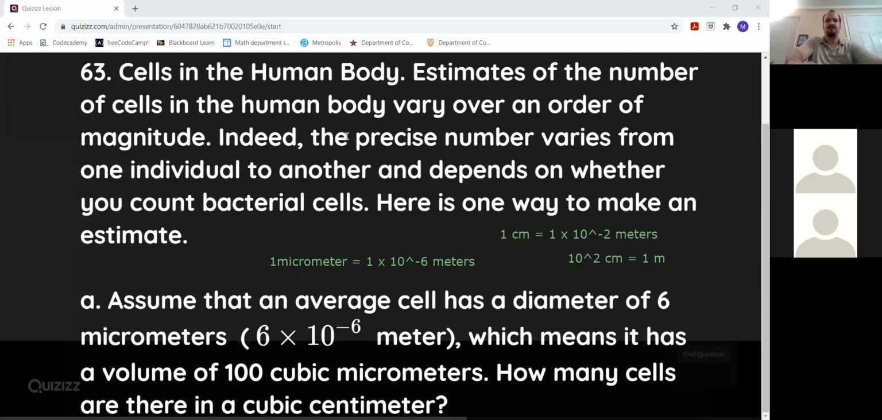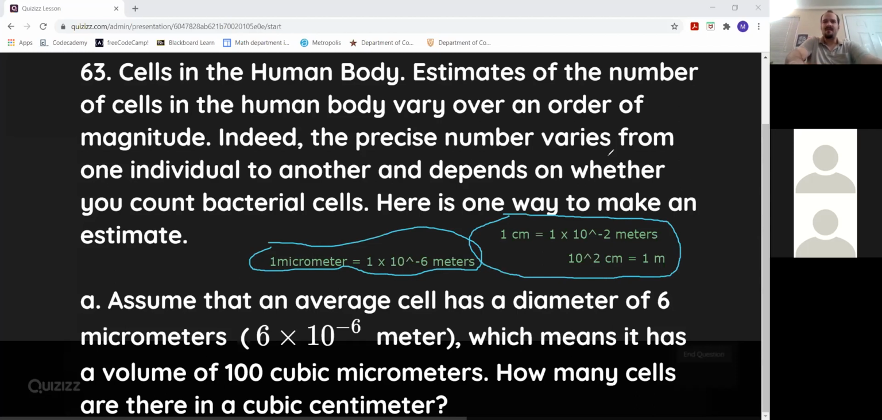So we're going to want to use basically, this is one bit of information. This is another bit of information. Use either one, not both. And then the other thing that they give us here is that 1 cell basically is 100 cubic micrometers. So 1 cell and 100 cubic micrometers.